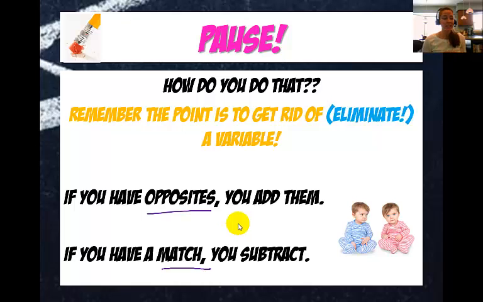Instead of thinking about dollars, think about your x's or your y's. If you want to think about something concrete, in class I typically talk about things like X-Men or yo-yos or yaks or xylophones, because I think it helps my students understand a little bit better. Again, if you have opposites, you want to combine them and add your equations. If you have a match, you're going to subtract one equation from the other.